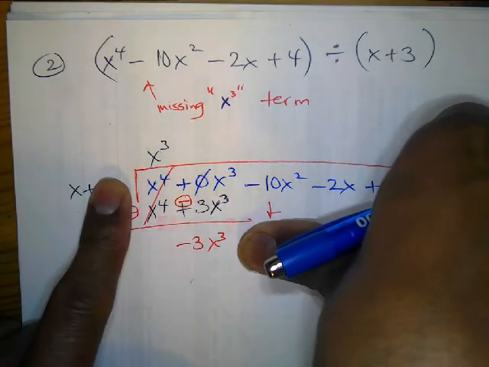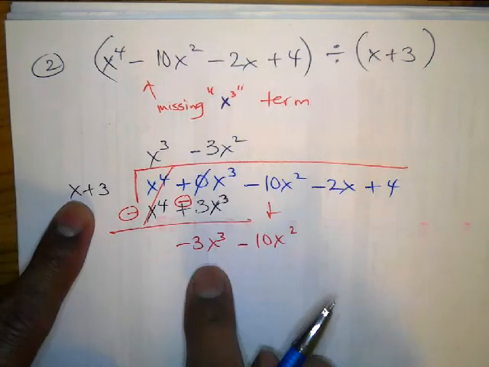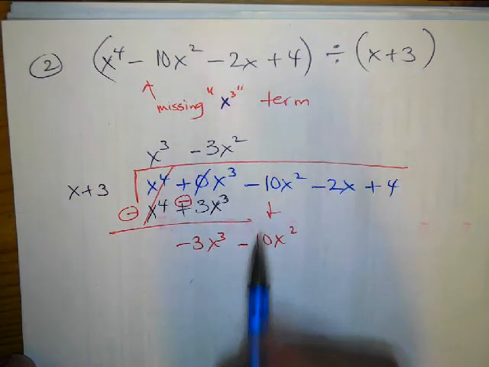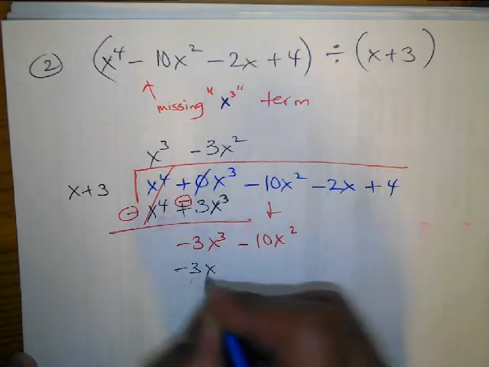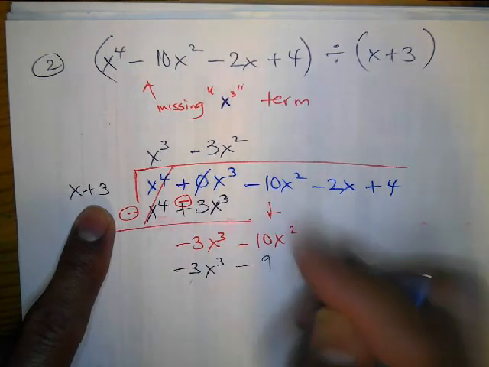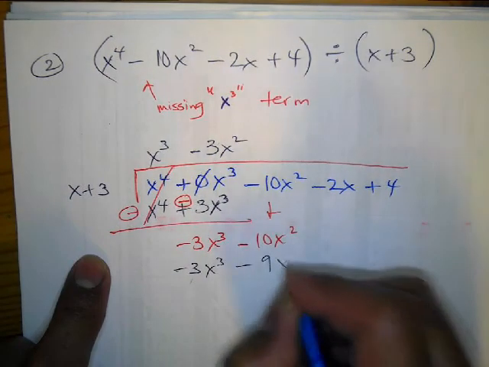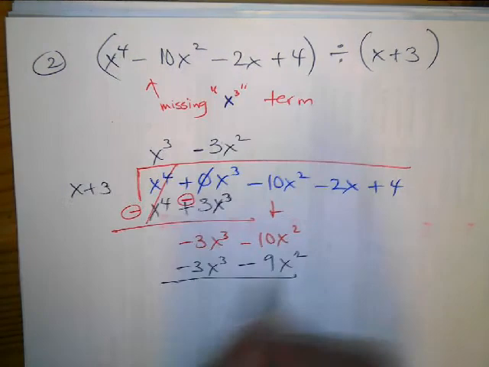And then you'd continue, right? How do you start again? Well, look at the first one. That's negative 3x squared. Right? Because this times this gives me this. That's the divide. Now multiply this times these two: negative 3x cubed minus 9x squared.